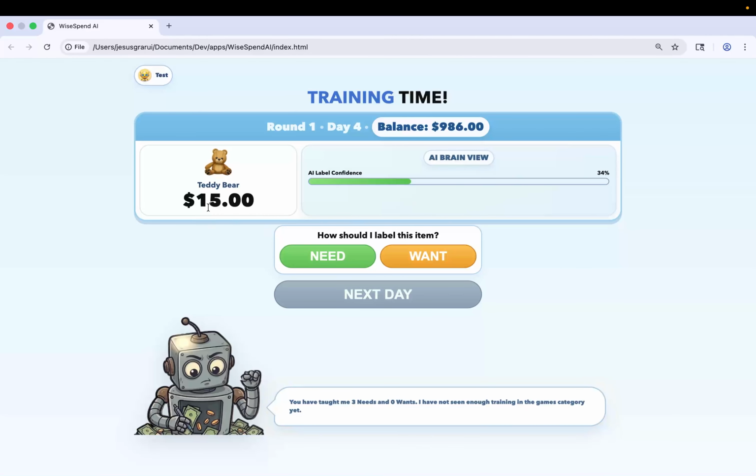A teddy bear, it's $15. Maybe we don't need a teddy bear, so let's say it's a want. So let's see what the AI is thinking. You have taught me 3 needs and 1 want. I have not seen enough training in the school category yet. A notebook, maybe it's a need because maybe they need it for school.